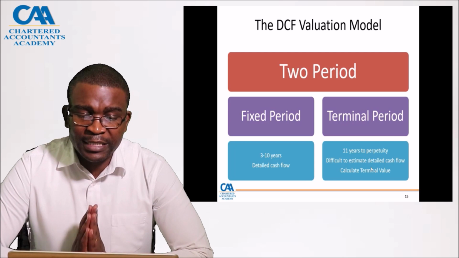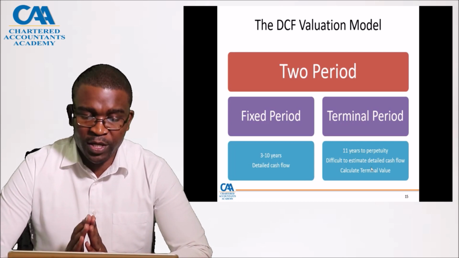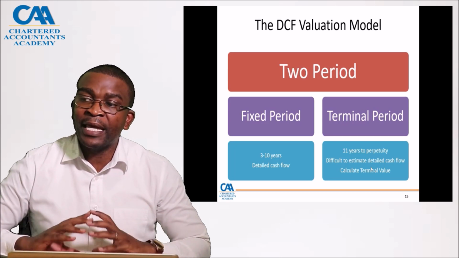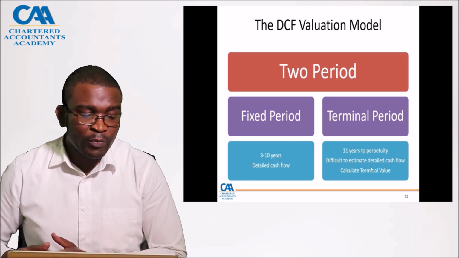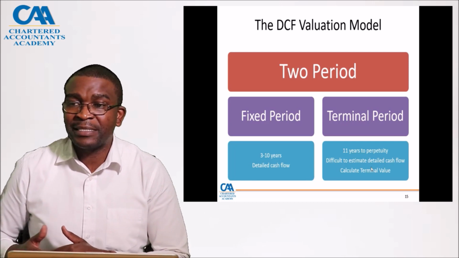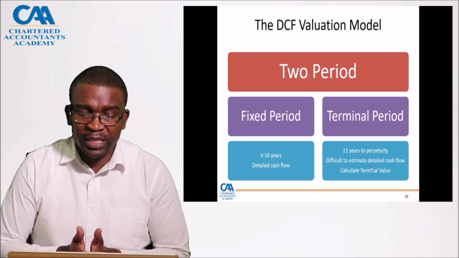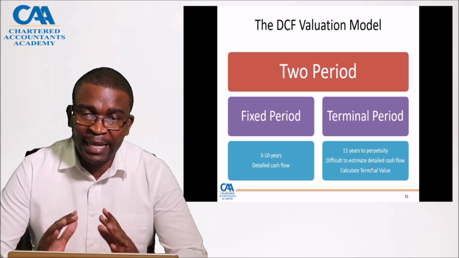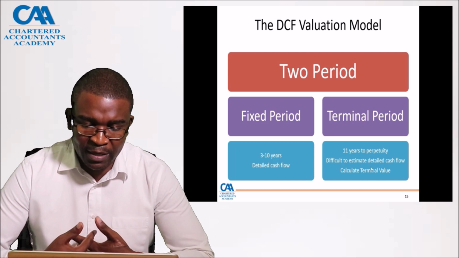So when you look at your DCF valuation model, you split your valuation into 2 periods. There is a fixed period, which is the period in which you can make assumptions around your cash flows. Then there's what we call the terminal period, which is the period into perpetuity. During the fixed period, which is normally between 3 to 10 years, you can do detailed cash flows on a line-by-line item, because at this point you can still estimate based on the assumptions that you can make.